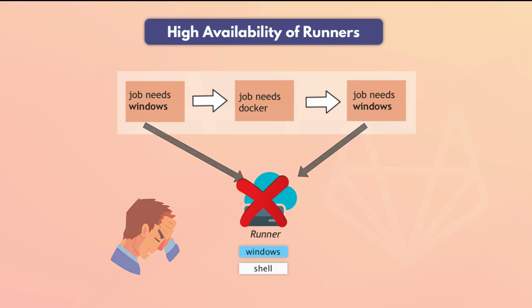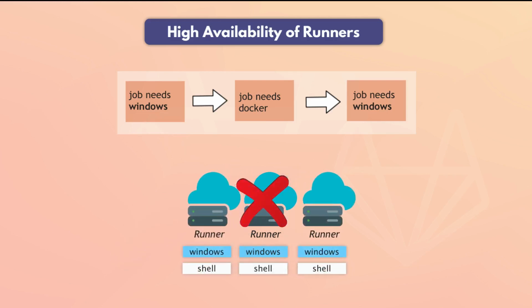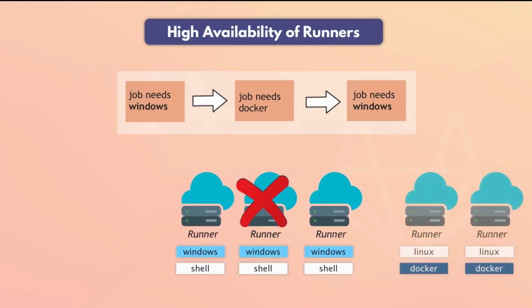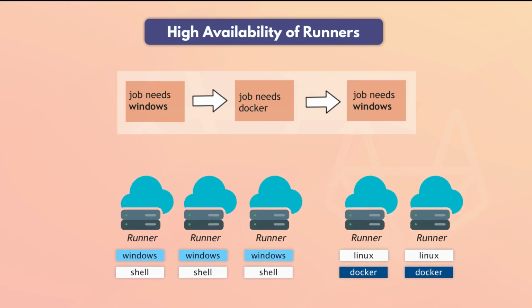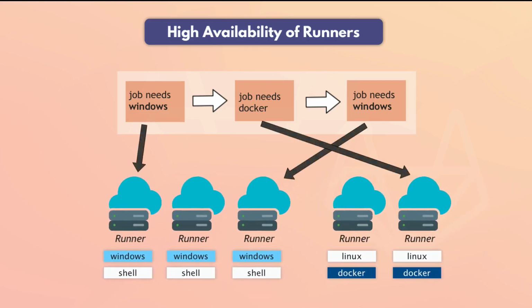So usually you would have 2 or more runners of the same type with the same tags, and the job that references those tags will be executed on one of the runners. So this way you also have high availability of your runners and of your GitLab setup.